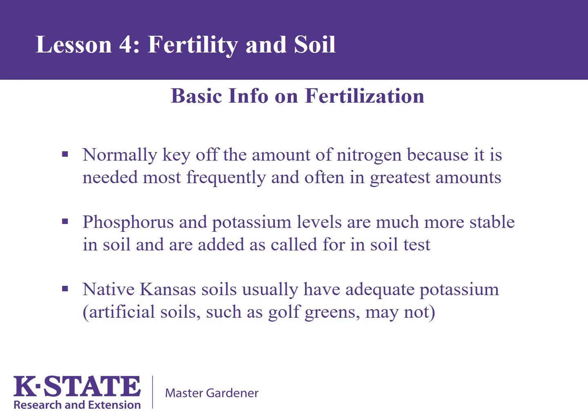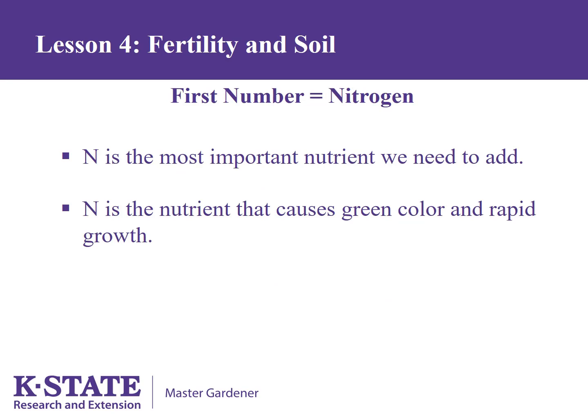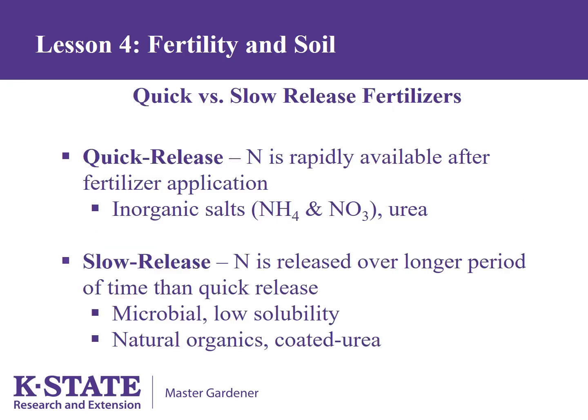It is the most important nutrient that we need to add. It's the one that causes the green color and the growth. It is your basic nutrient that the turf needs to grow. Now we're going to split this up into two different kinds of nitrogen. There's a bunch of different kinds out there, but we're going to split it into two different kinds, and they're going to be very simple. We're going to call one a quick release and one a slow release.